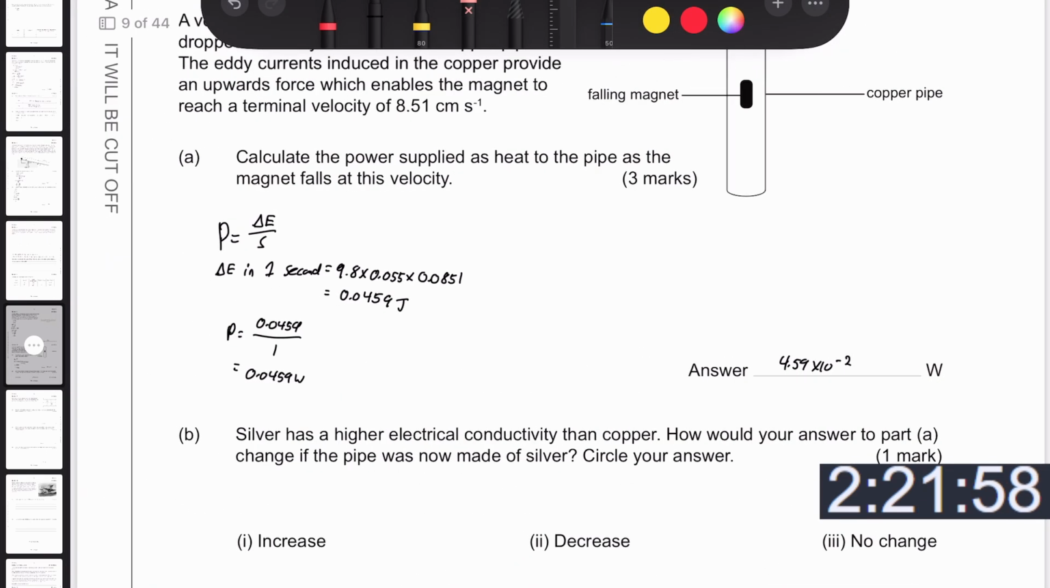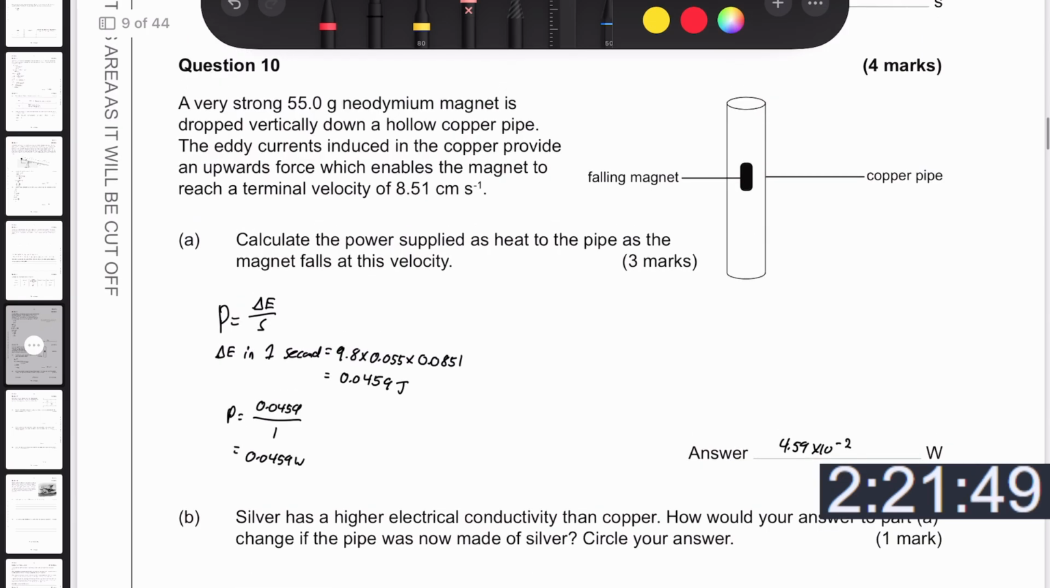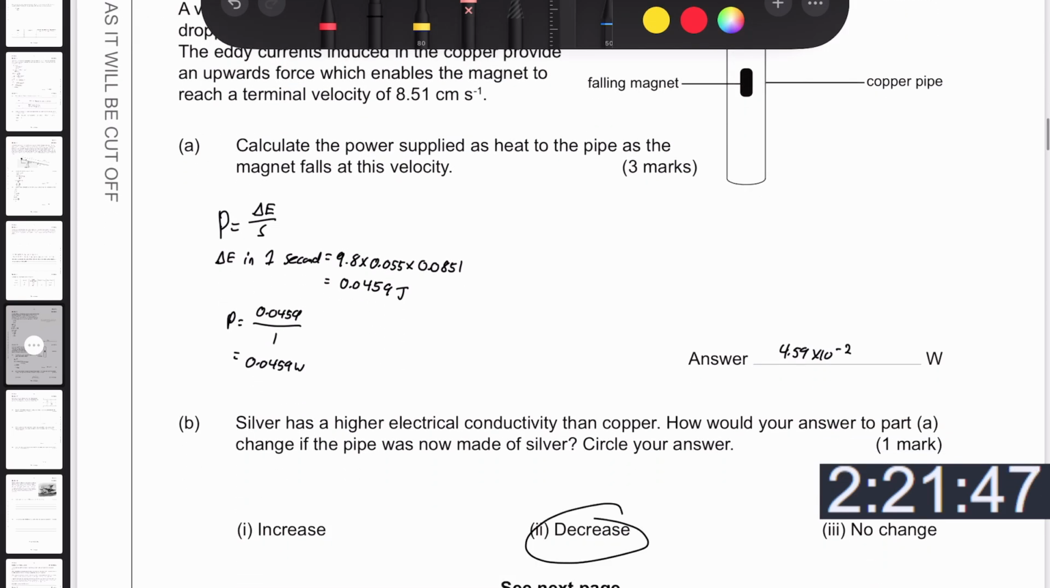Silver has a higher electrical conductivity than copper. How would you answer the part A change? On silver, it was part A, it would be traveling slower, so it would decrease.